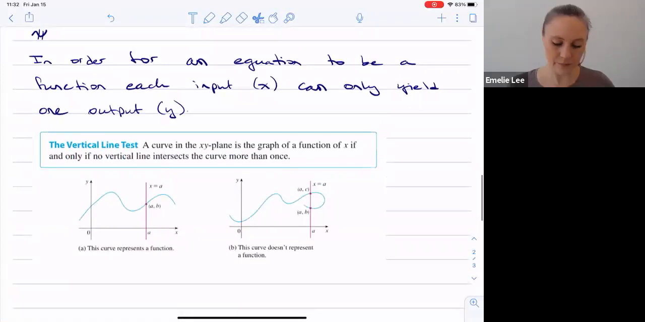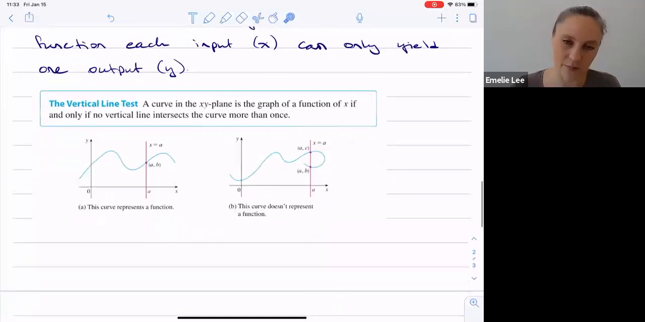But sometimes you might be given an equation, and if you find that y equals plus or minus something, which is the typical situation, then you get two outputs for each input, and so it would not be a function. I only mention that because it comes up on the 1.1 assignment.